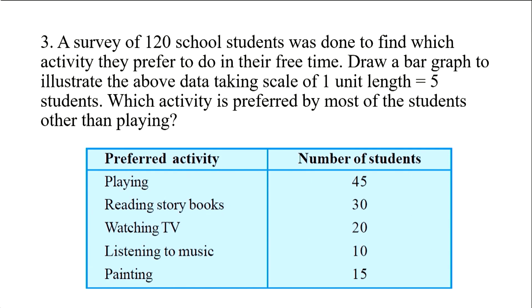A survey of 120 school students was done to find the activity they prefer to do in their free time. Draw the bar graph to illustrate the above data, taking the scale 1 unit is equal to 5 students. Which activity is preferred by most of the students other than playing?